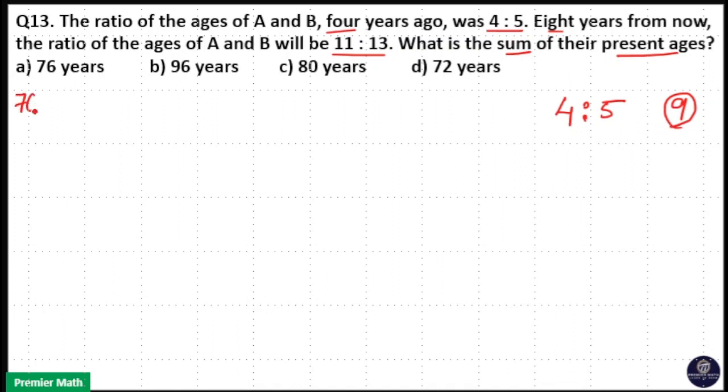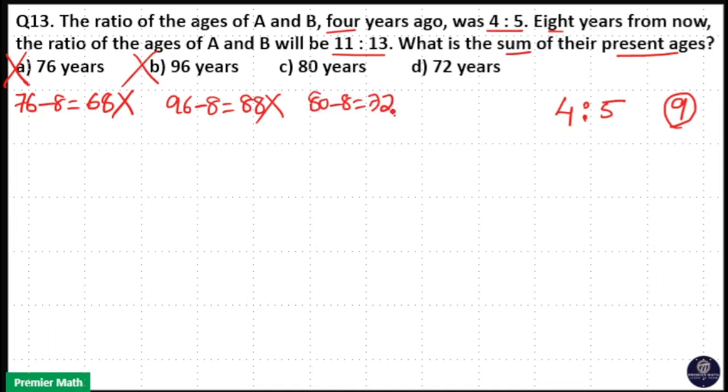So 76 minus 8 is equal to 68. That is not divisible by 9, so option A is eliminated. 96 minus 8 is equal to 88. That is not divisible by 9, so option B is eliminated. 80 minus 8 is equal to 72. 72 is divisible by 9, so option C is the answer. Here if you check, 72 minus 8 is equal to 64, that is not divisible by 9, so option D is also eliminated. You can follow the option method, that is very simple.